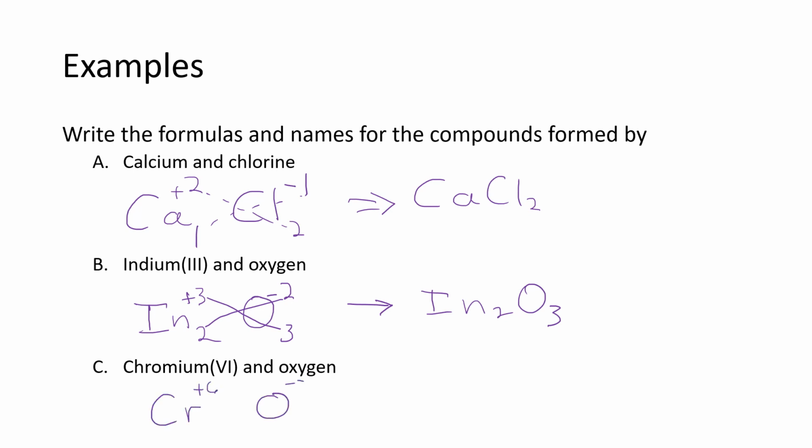For the last example, chromium 6 and oxygen, chromium has a +6 charge because of the Roman numeral. Oxygen, being a chalcogen, has a -2. +6 and -2 don't cancel out, so we're going to crisscross. And cleaning that up, we end up with Cr2O6. However, there's a problem with this formula. It's not an empirical formula. The 2 and the 6 can both be reduced by dividing by 2, so we should. And this will reduce to CrO3 for our final answer.